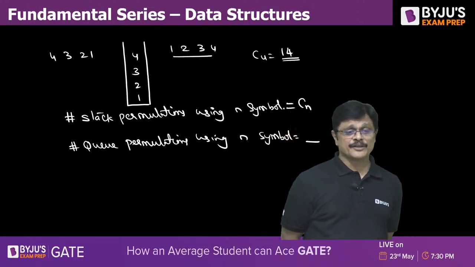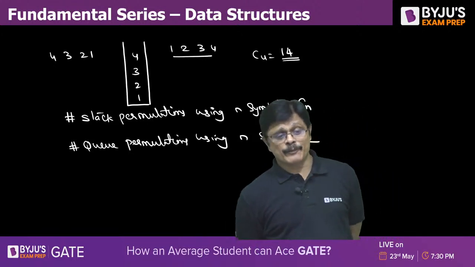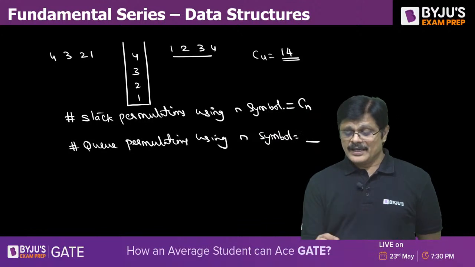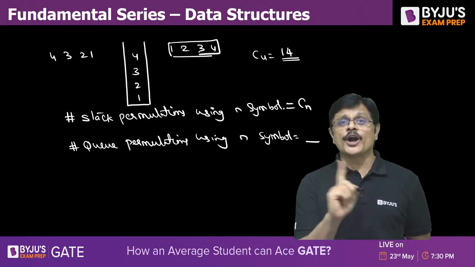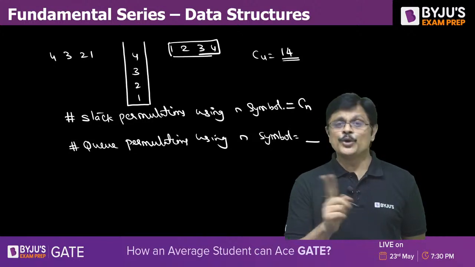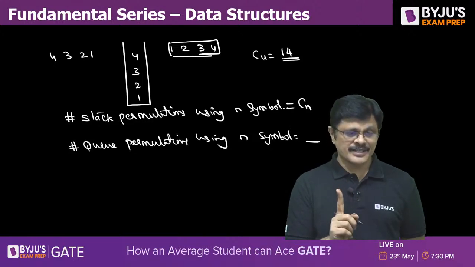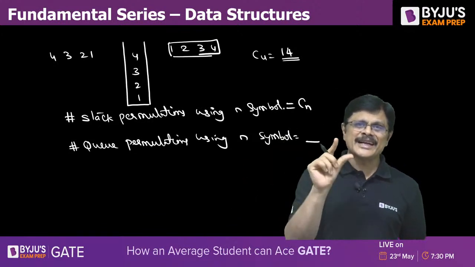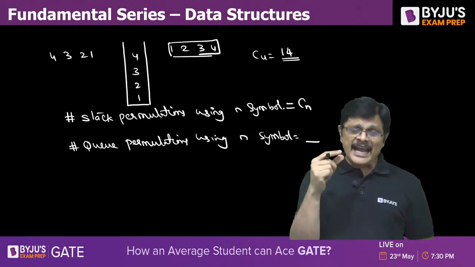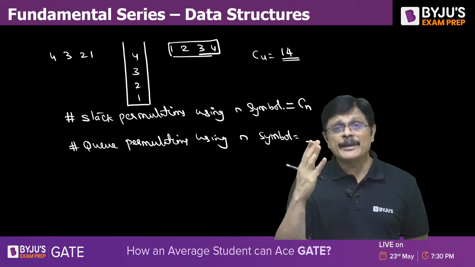You can create n factorial permutations. One important point, Shyam: the order of insertion is the same only. You cannot change the order of insertion. Remember, you are only inserting 1, 2, 3, 4 in that order only. But with a stack, I can get 14 permutations.